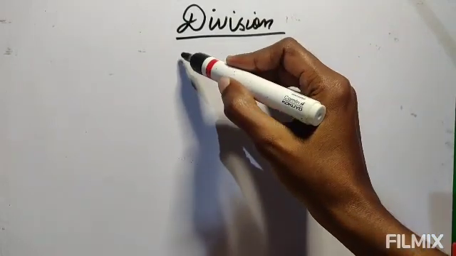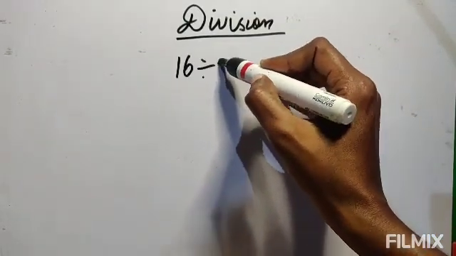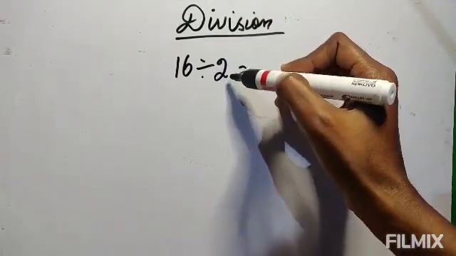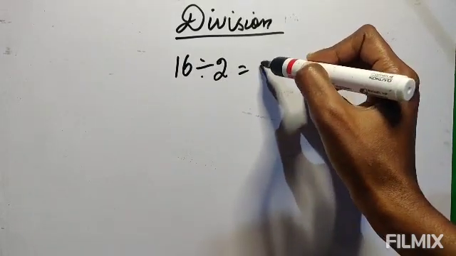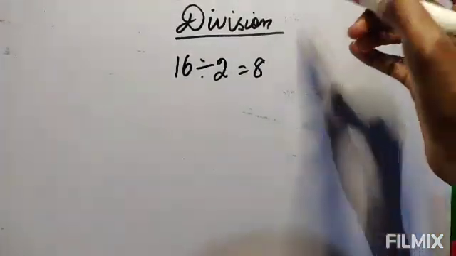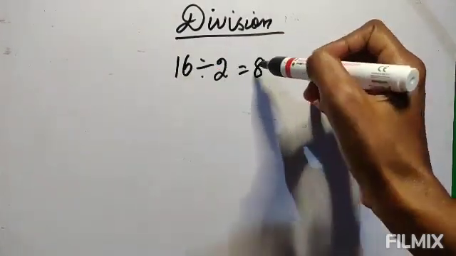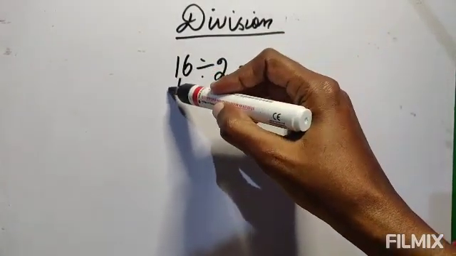So in division, suppose it is 16 divided by 2. So 8 2s are 16. So 16 divided by 2 is 8. And here each one has a name. Okay, so 16, what do we call 16?